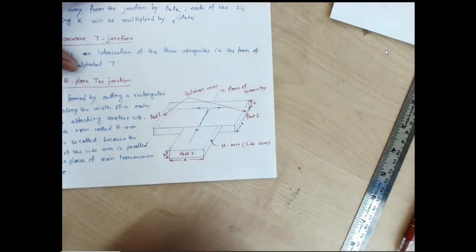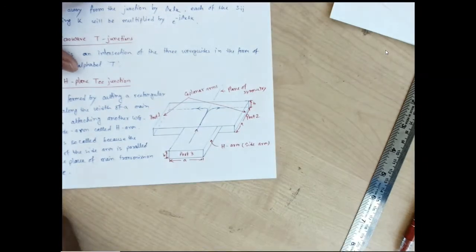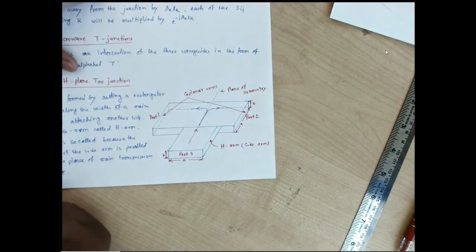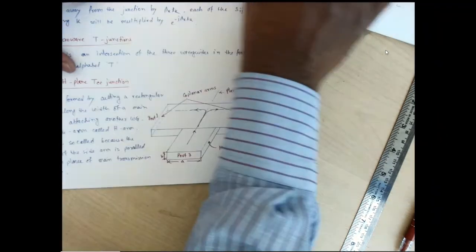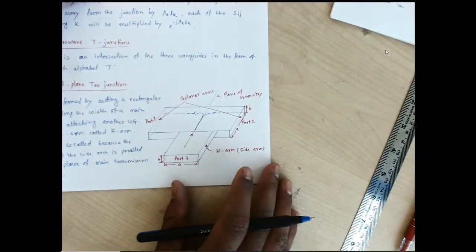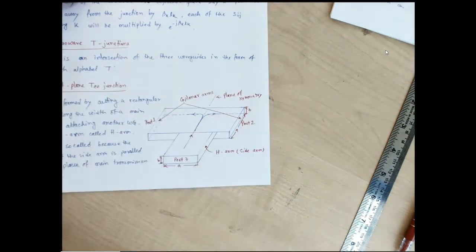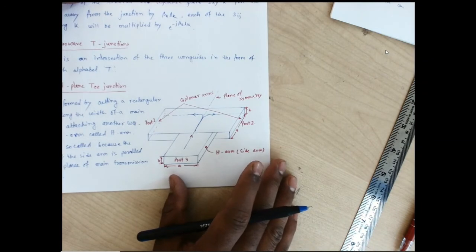So we have this 3 port. It is the main waveguide. On this waveguide, along this width, we have cut a slot and attached another waveguide, which is known as the H arm. Now we need to find out what are the different S parameters that exist for this 3 port microwave T junction, that is the H plane T junction.